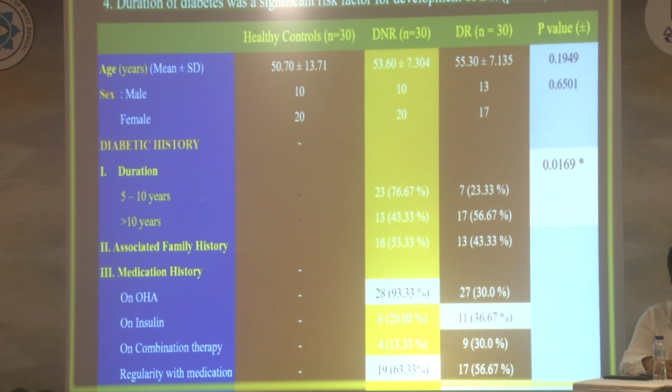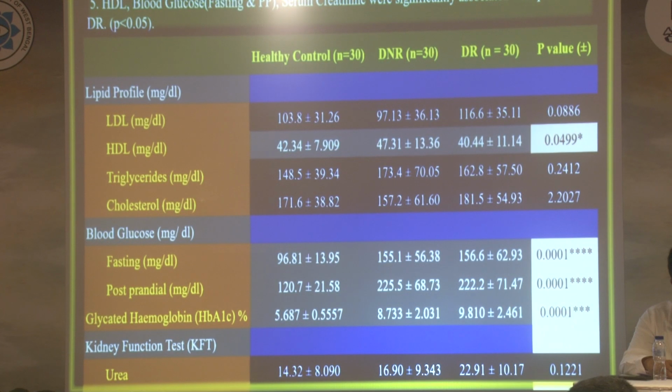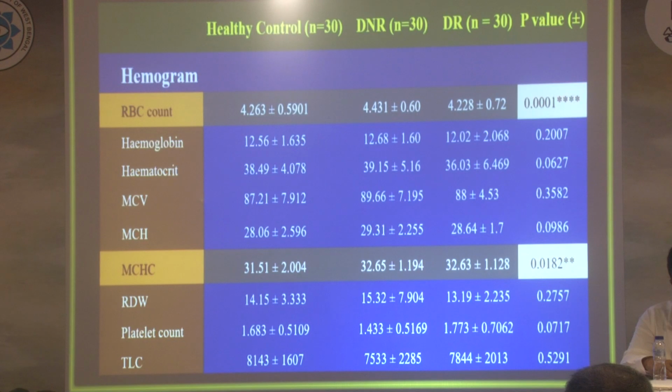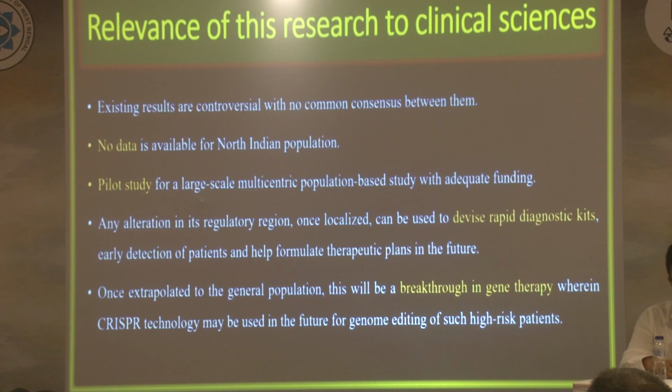Duration of diabetes was seen to be a significant risk factor for development of diabetic retinopathy. HDL, blood glucose fasting PP, serum creatinine were significantly associated. In hemogram, RBC count and MCHC were seen to be significantly associated, but we find this to be an incidental finding during our study.